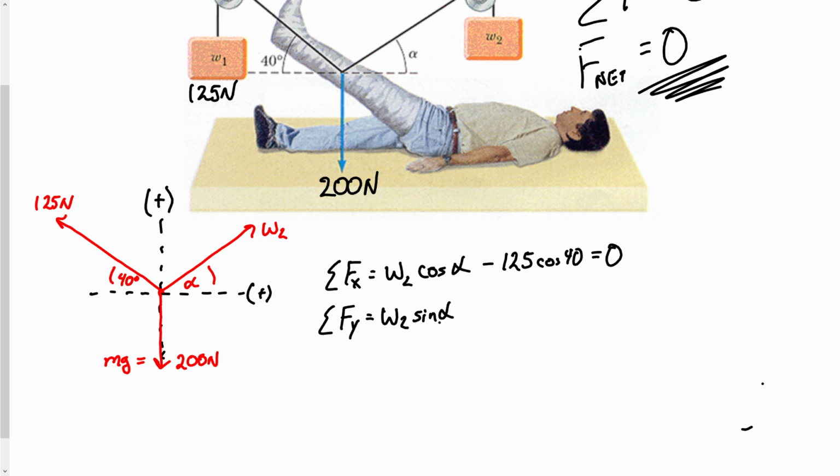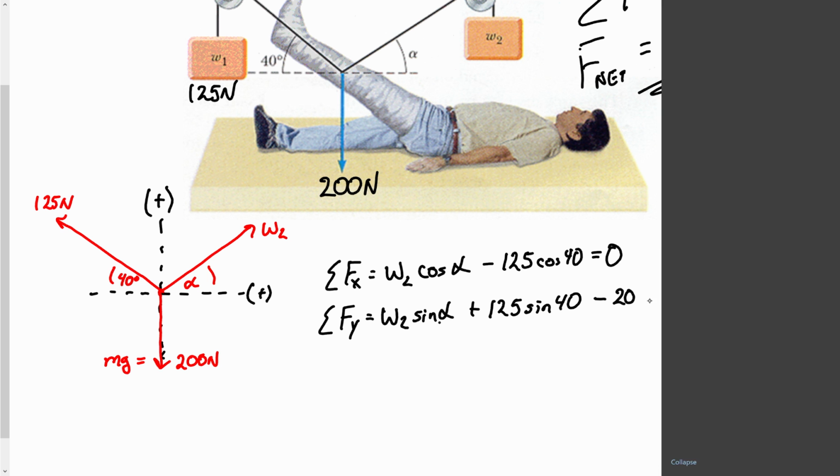And we look, now both these forces are positive in terms of y. So I'm going to add this 125 newton force, sine of 40 degrees. Now I need to subtract anything working against it, and that's the weight of the leg, which is 200 newtons.